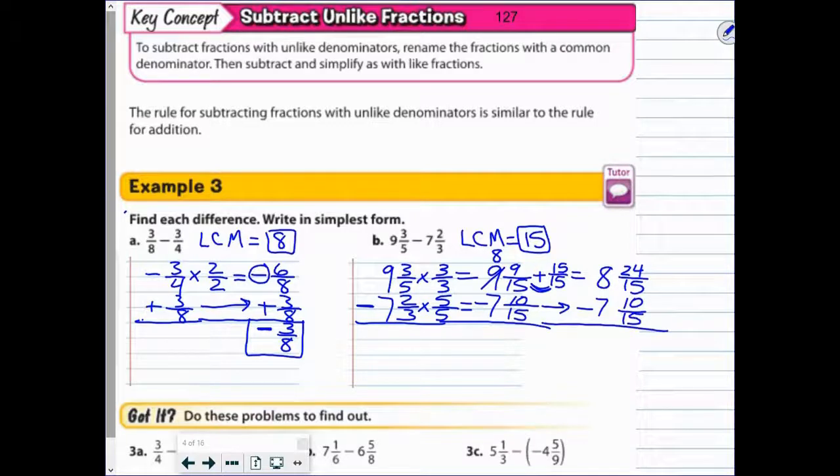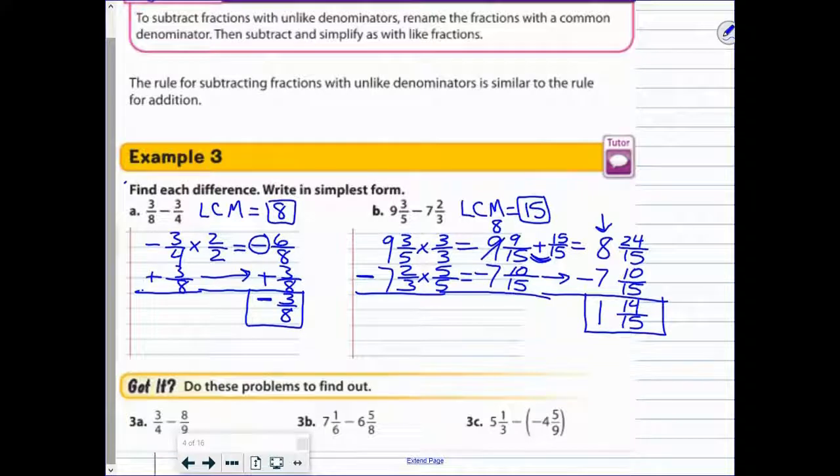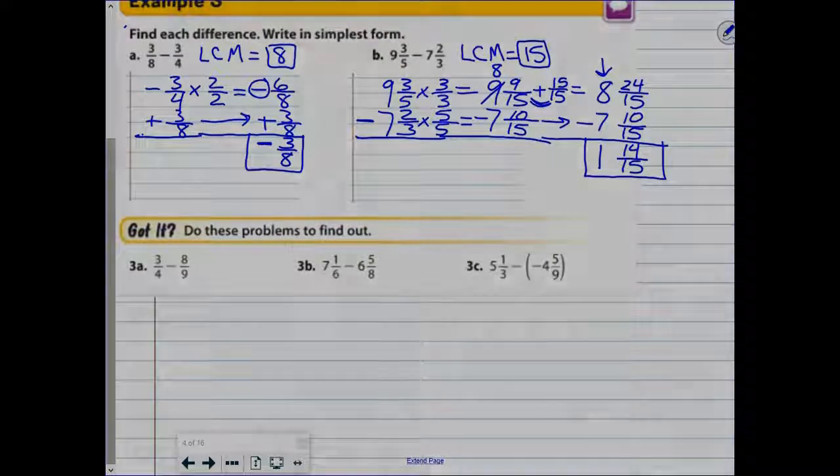Now that I've borrowed successfully, I can subtract my fractions, 24 minus 10, and get 14 over 15. And I can subtract my whole numbers, 8 minus 7, get 1. The larger looking number on top was positive, so the answer is positive. So I can say that 9 and 3/5 minus 7 and 2/3 is equal to 1 and 14/15. That brings us to letters 3A, 3B, and 3C. Why don't you give those a try now?